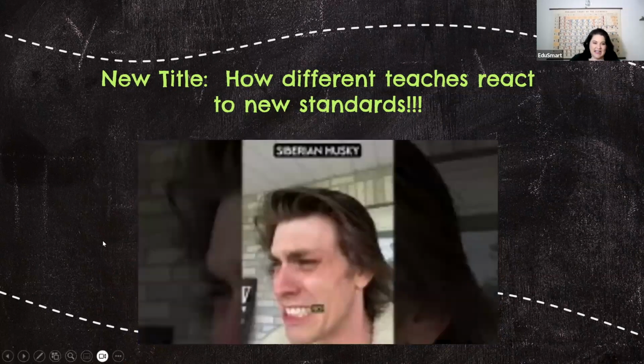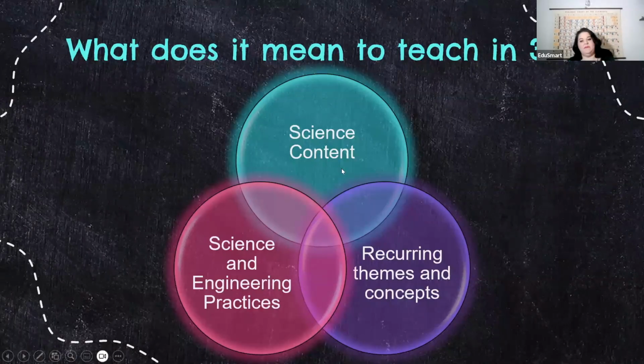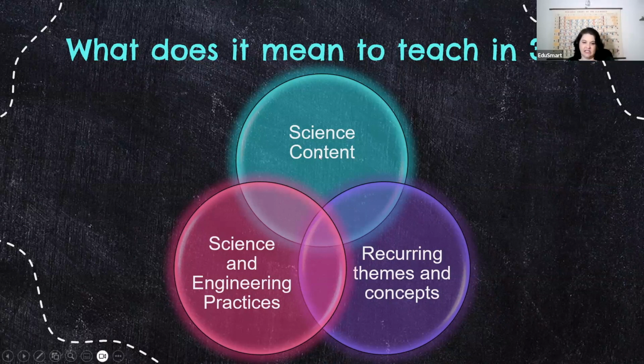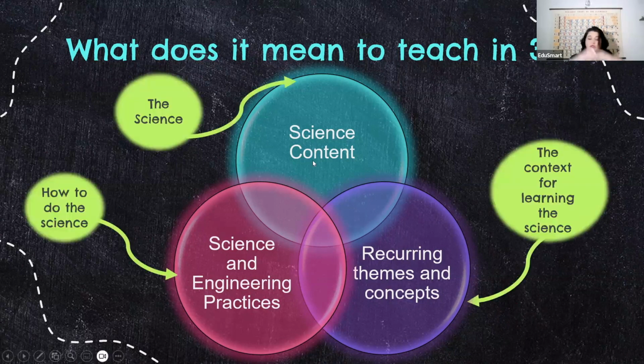So we're going to start today with just a little bit about what it means to teach in 3D. When we talk about 3D learning, it's taking not just the science content, but putting it in context, which is the recurring themes and concepts, and then also how we do science. So the content, we're good at content here in Texas. We know the science. We're good at teaching content. We have always had built in these process skills in our standards. So that's how we do the science.